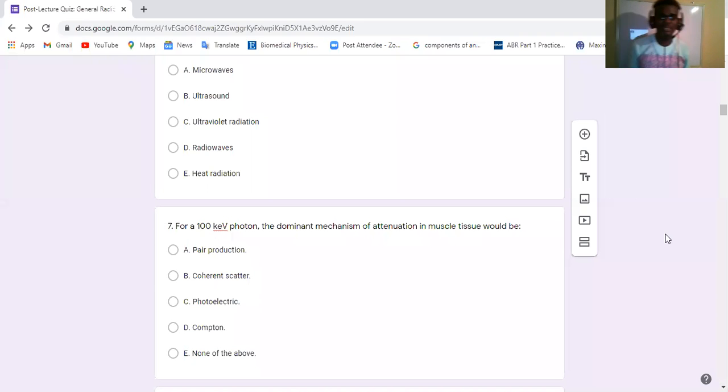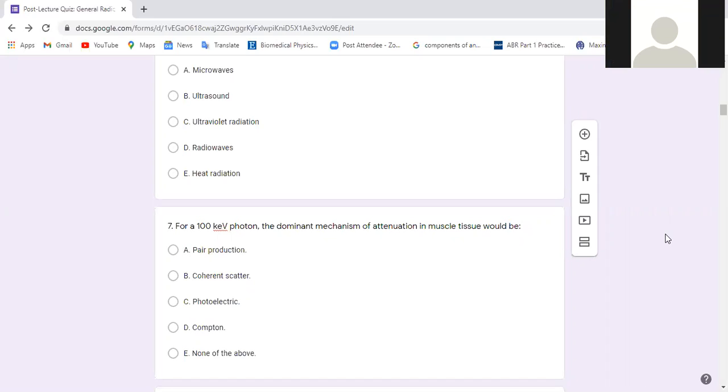Why photoelectric? Why coherent scatter? Why is it photoelectric? I think I missed this. I picked photoelectric, but I'm just thinking maybe it could be something else. We should have some informed discussion on this. If we are choosing an answer, why are we going for that?